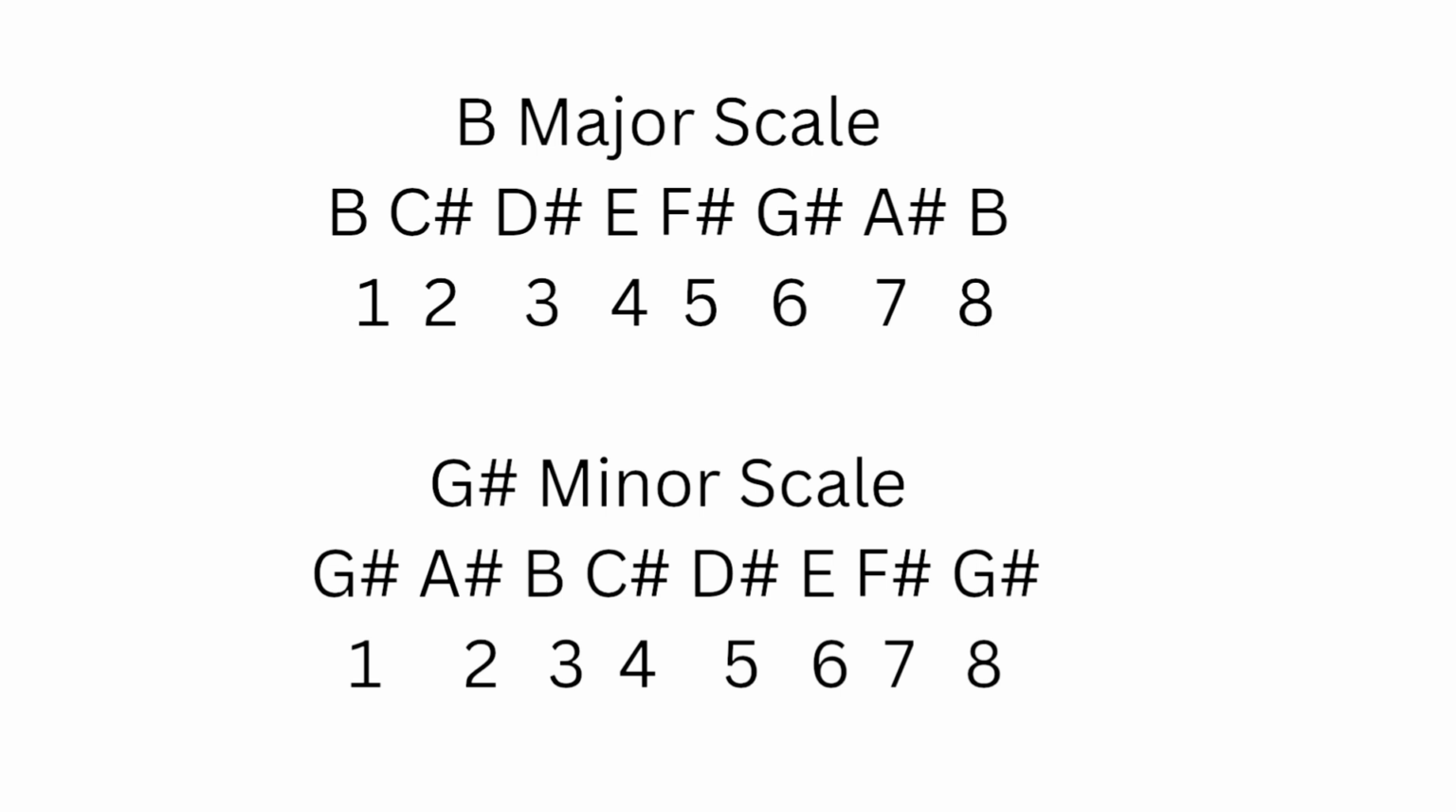The notes of G sharp minor scale and B major scale are same, that is G sharp, A sharp, B, C sharp, D sharp, E, F sharp, and G sharp.